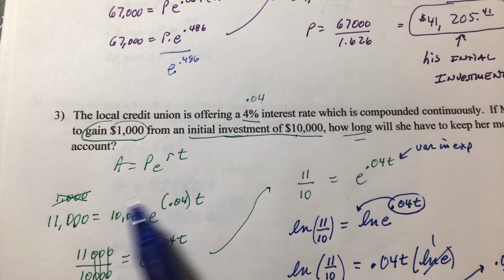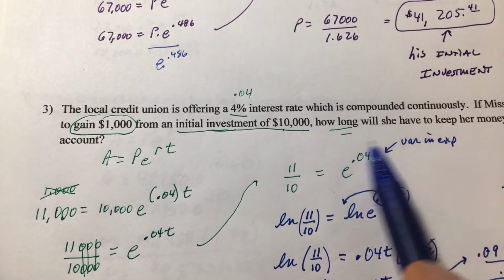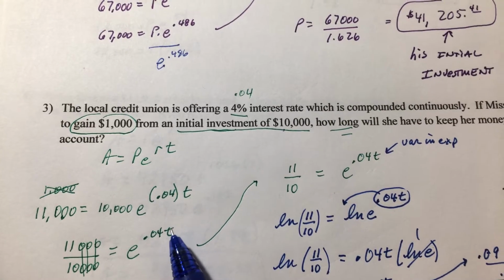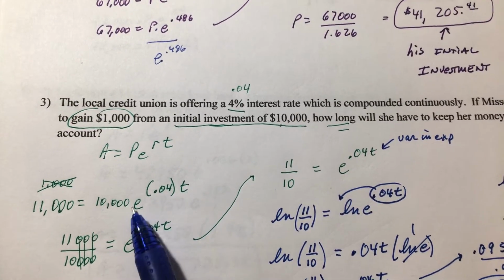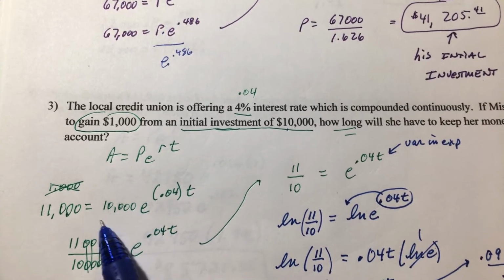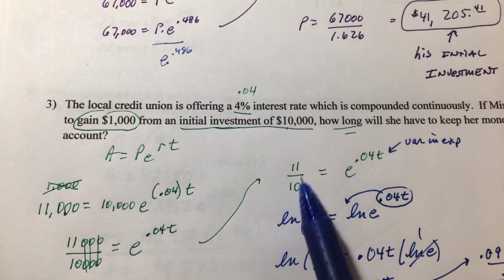Okay. Now what you've got to notice about this one is we don't know the time. It says how long will it take, so we've got to figure out T. That variable is up in the exponent. So let's get this 10,000 out of the way, divide by it. I crossed off my zeros and got 11 over 10.